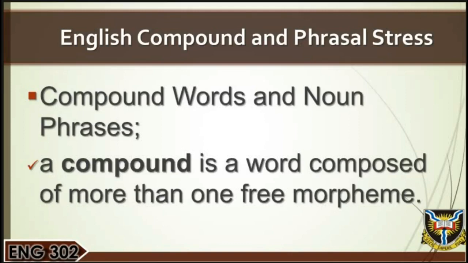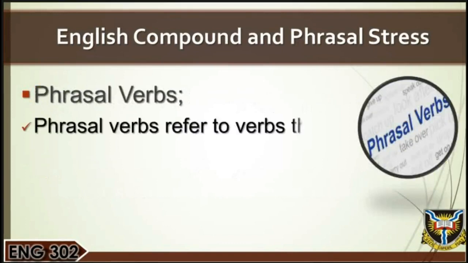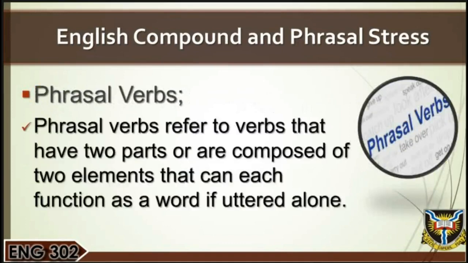We should note, however, that there are exceptions to this rule. There are some compound words with the primary stress on the second word rather than the first. Examples of such words are downstairs, mince pie, full grown. Phrasal verbs. Phrasal verbs refers to verbs that have two parts or are composed of two elements that can each function as a word if uttered alone. However, when put together as a phrasal verb, both function as a single word.